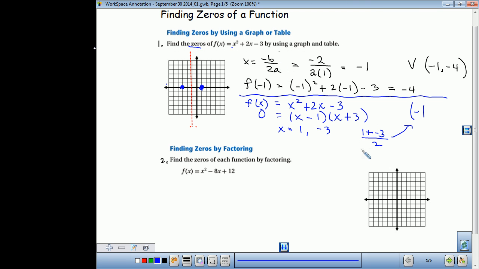Okay, so the thing about finding the y, though, we still have to plug it in, and since we just did it right here, we have the exact same x value. We're not going to plug it in again. We know it has to be at negative 1, negative 4. Now, could we have done that without plugging this in?